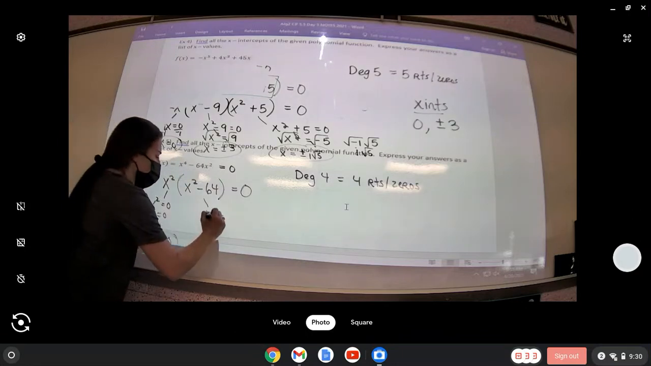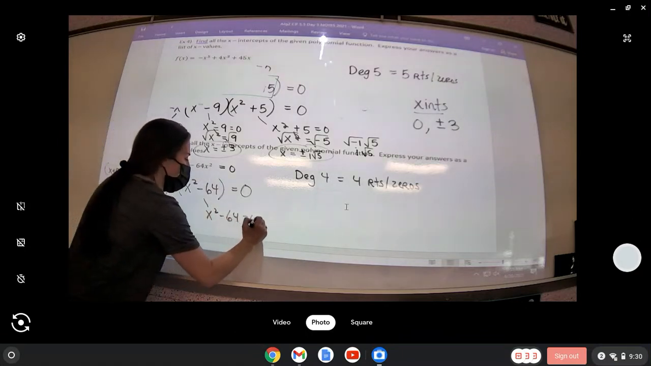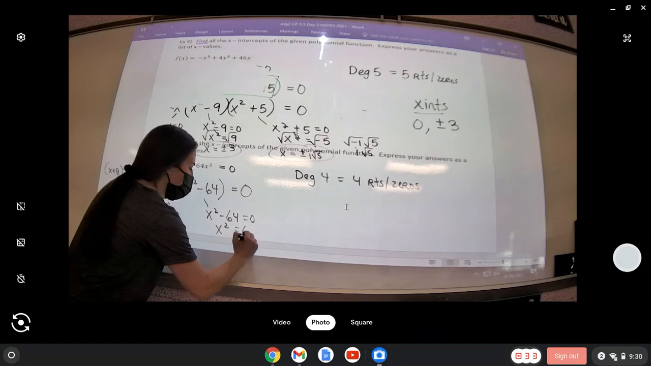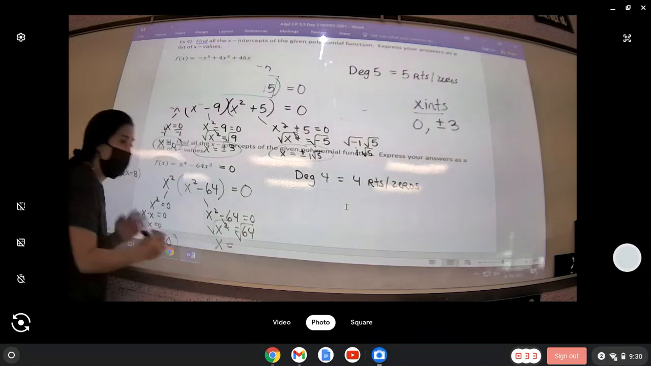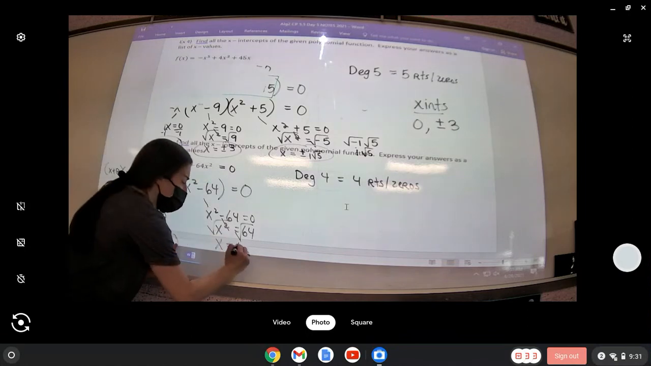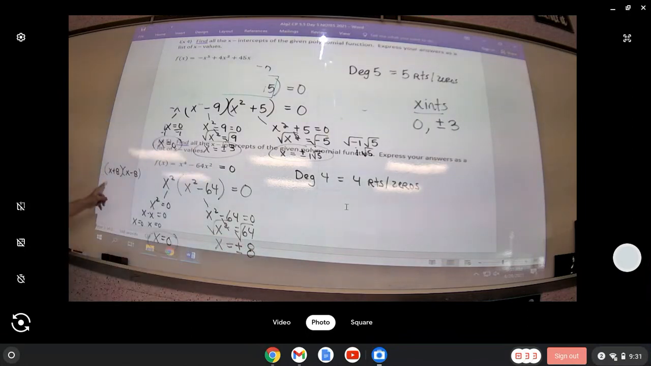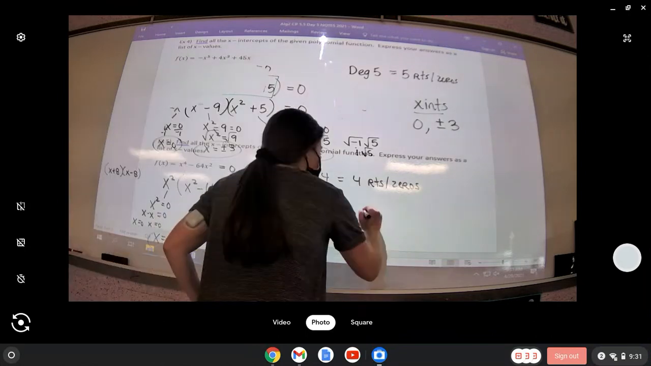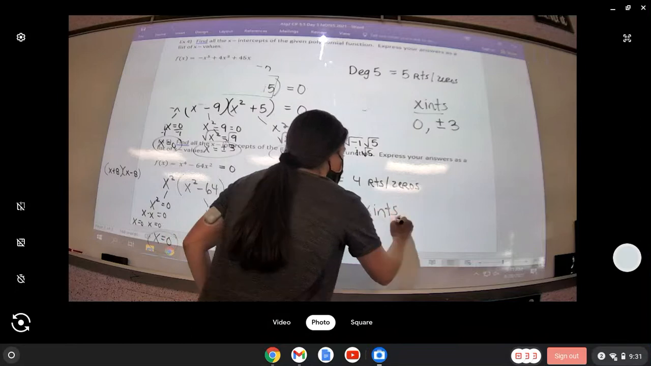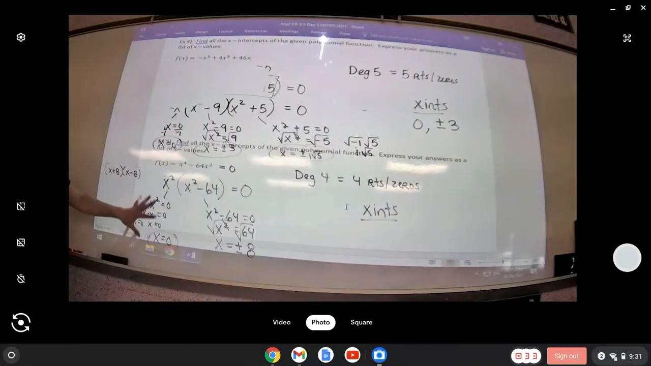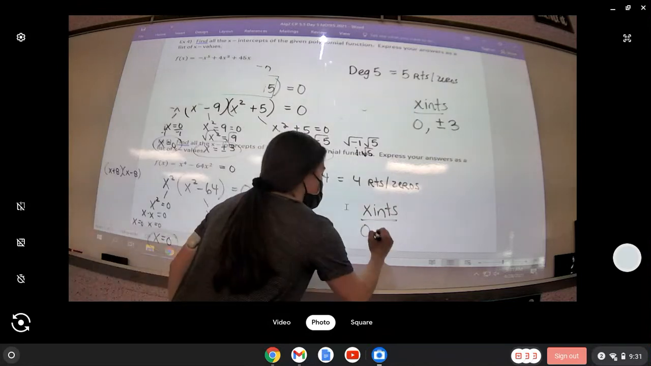All right, and then we can set this one equal to 0, add it, square root it, and x equals, as long as you remember, you're going to get 2 answers, plus or minus. The square root of 64 is 8, just like you would have gotten had you factored and set them equal to 0. All right, so our x-intercepts are just 0, even though I got them twice, you only got to list it once, and then plus or minus 8.